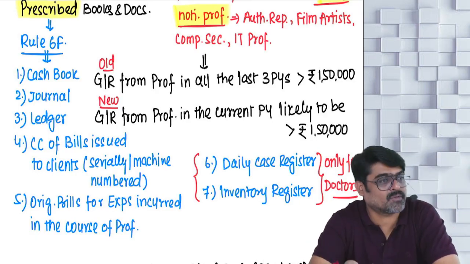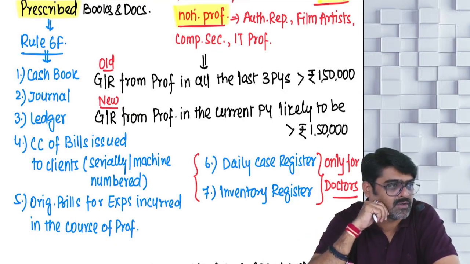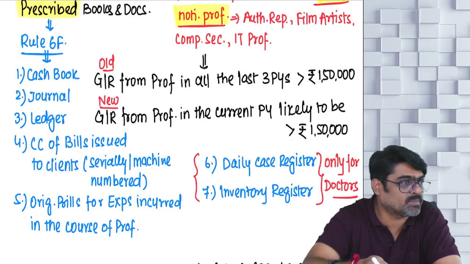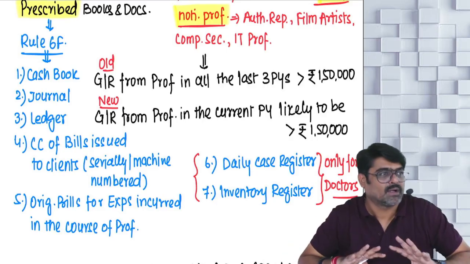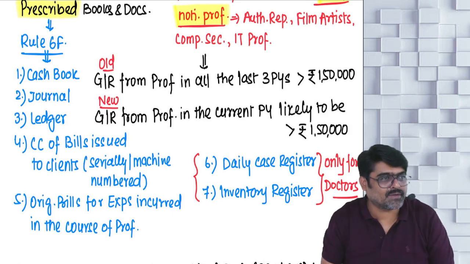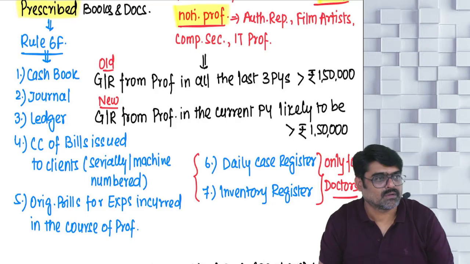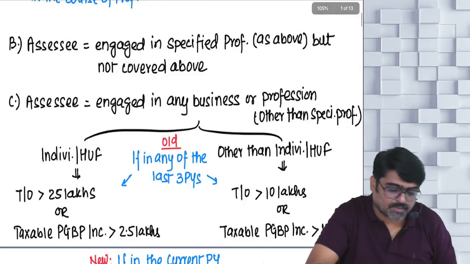And you started your profession this year in the month of February. Just now you have started your profession. So February and March, both months taken together in this year, the gross receipt is not likely to be more than 1,50,000. So are you going to be covered by point number 1? No. Then don't worry, you will be covered by point number 2.